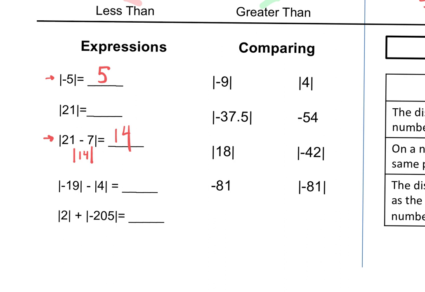Okay, let's talk about comparing. For comparing, we're going to find the absolute value of -9. So how far is -9 from 0 on the number line? It's 9 spaces. How far is 4 from 0? It's 4 spaces. So now we can do the comparison. 9 is greater than 4. So you're going to be finishing those up as soon as you are done with this video.